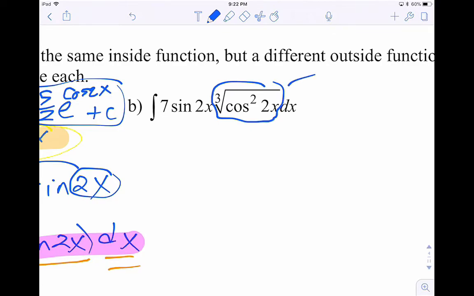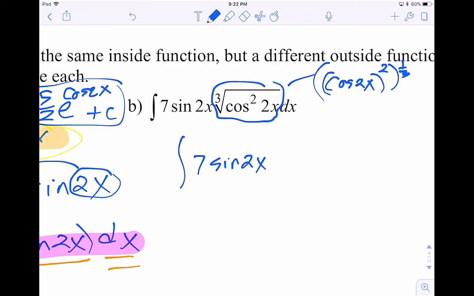This cosine squared 2x to the third, or cube rooted, sorry, is the same thing as cosine of 2x quantity squared, but all to the 1/3 power. Right? That's a lot of power stuff that you have to get used to. So I'm probably going to rewrite this integral as 7 sine 2x, and then cosine of 2x, all to the 2/3. That's a little cleaner. It's easier to see what's going on.